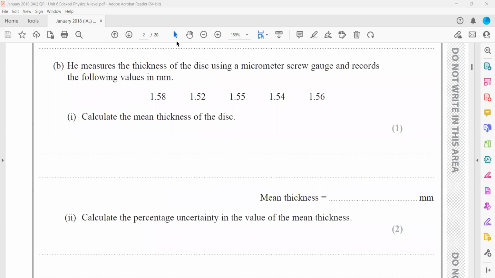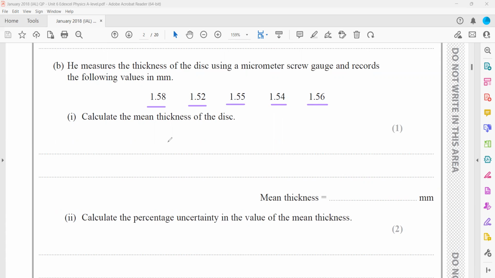He measured the thickness of the disc using a micrometer screw gauge and recorded the following. So 1.58, 1.52, 1.55, 1.54, 1.56. Calculate the mean. So how we'll calculate the mean? We sum then divide by the total. So we will just add them.